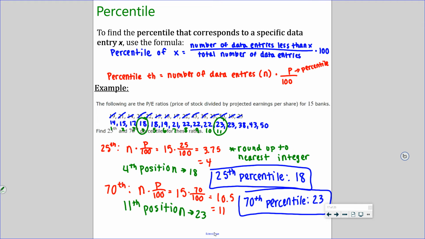Okay, that's how you calculate percentiles. Figure out of your data entries where is 70% of that. That's what you're doing here. Round up if needed, and then figure out which data entry that is.